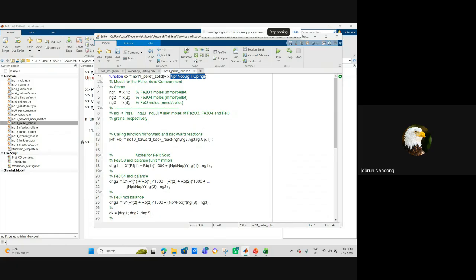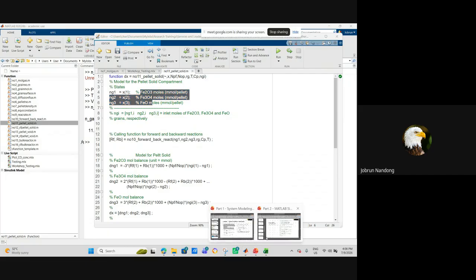So this is ODE type now. No longer is this function algebraic; before it was an algebraic function, now this one is ODE. So from this, we need to declare the state. How do you describe your system? You have three states there, right? The state is based on the grain type. You have three grain types there.